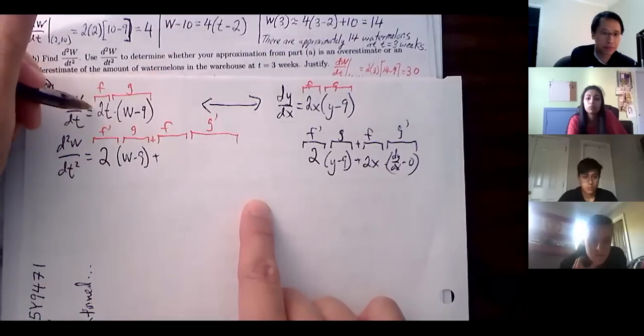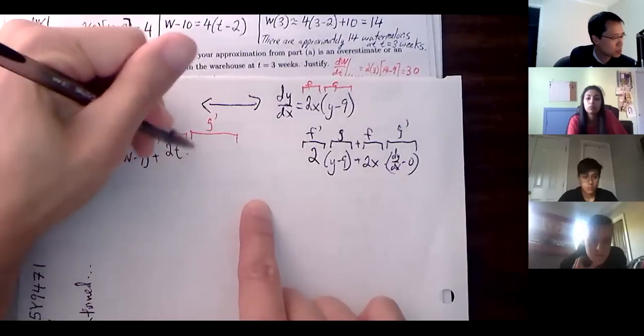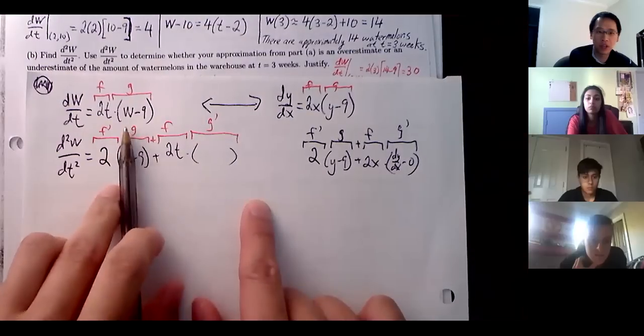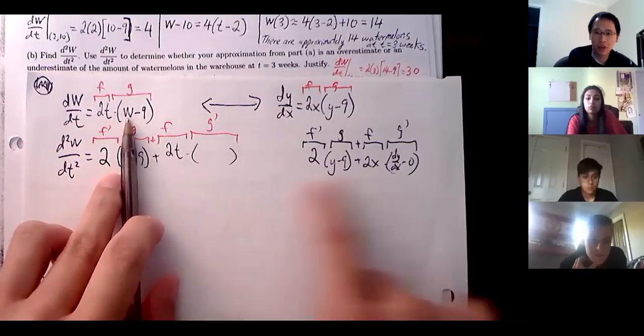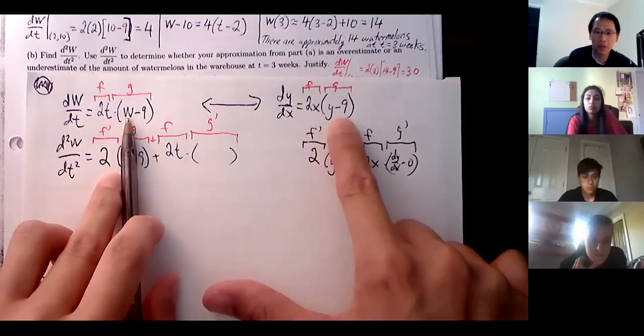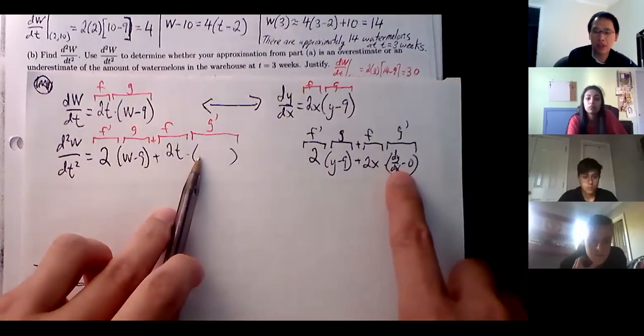Back to f, no changes. So now the question is, what is the derivative of w minus 9? The derivative of w is 1, but we have to attach dw dt because this is the dependent variable. We treat w the same way that we do y. So just like how we have dy dx there, we're going to have dw dt here.